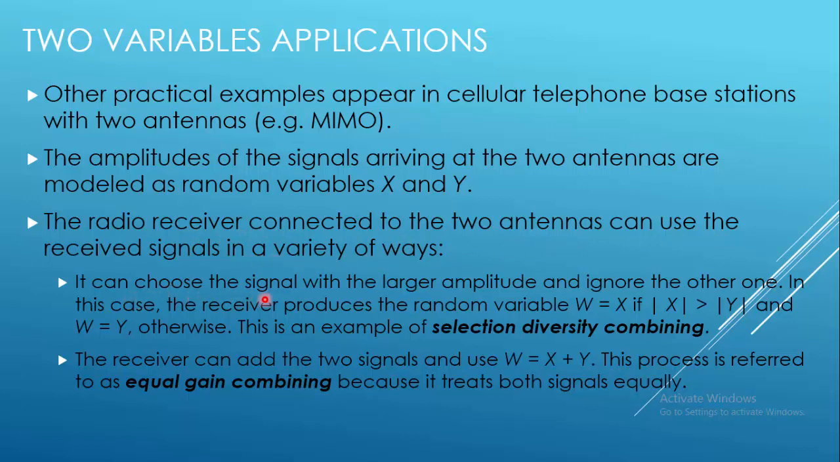It can choose the signal with the larger amplitude and ignore the other one. In this case, the receiver produces the random variable w equal to x if x is greater than y, and w equal to y otherwise. This is an example of selection diversity combining.